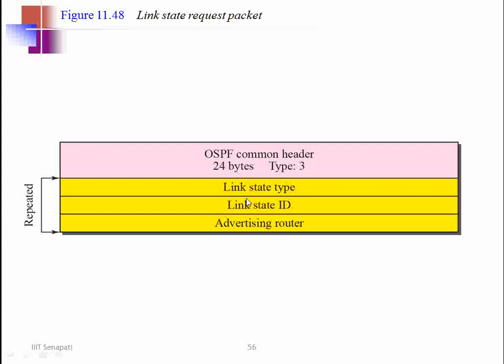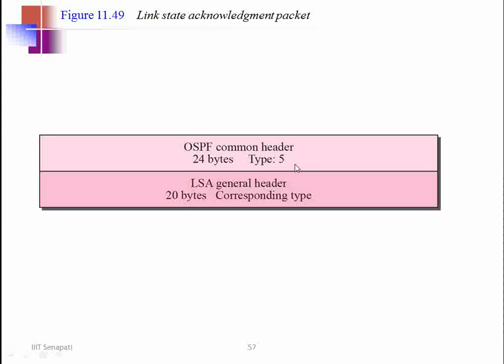So here you can see the 3 fields: link state type, link state ID, and advertising router. We already know these things, link state type and ID. According to the type, that ID value changes, right? Now you can see this is the acknowledgement packet, with the LSA general header of 20 bytes, according to the corresponding type we have already seen.